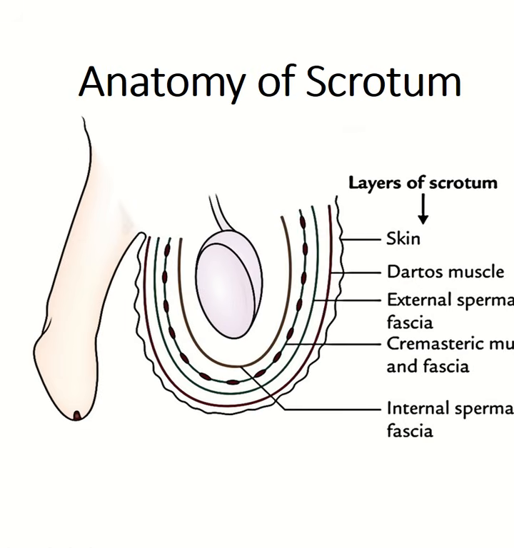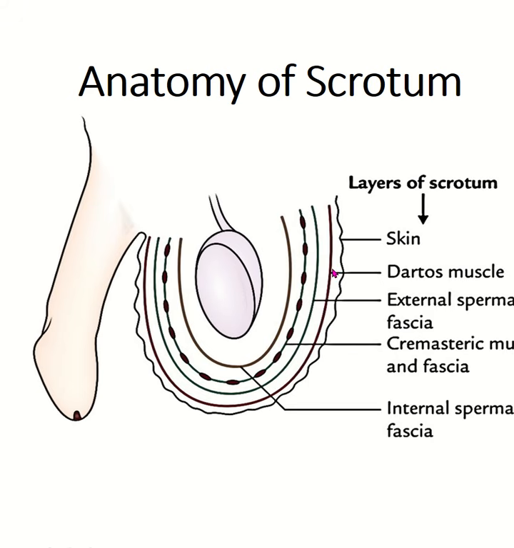The layers of the scrotum: skin, dartos muscle, external spermatic fascia, cremasteric muscle and fascia, and internal spermatic fascia. And lastly, tunica vaginalis surrounds the testes and epididymis. The skin is thin, pigmented and covered with hair in adult men.